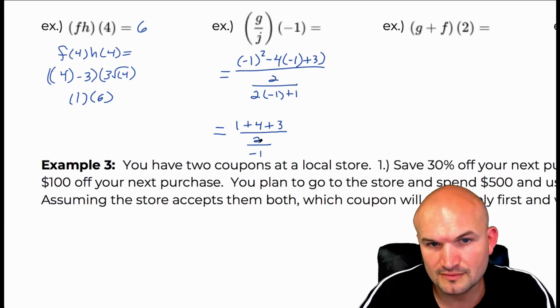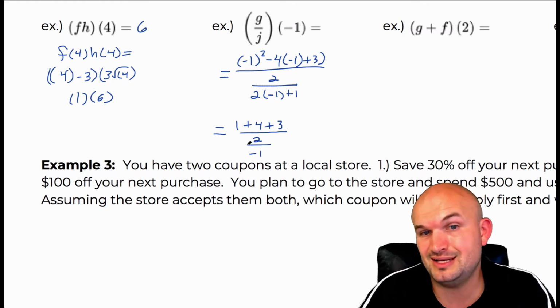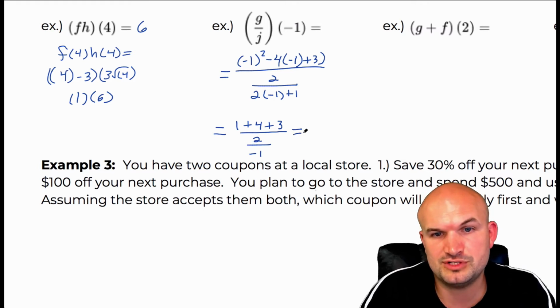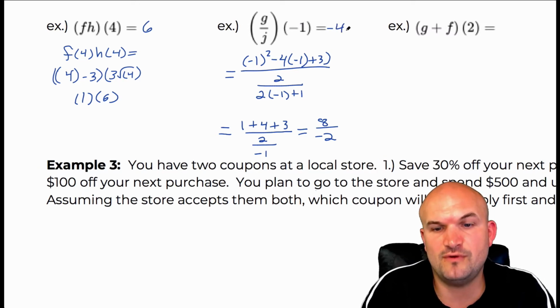Okay. So in this one, 2 divided by -1 just reduces down to -2. So I'm going to do my work to the right, which I don't like doing. 1 plus 4 is 5, plus 3 is 8, divided by -2. 8 divided by -2 is just going to equal -4.